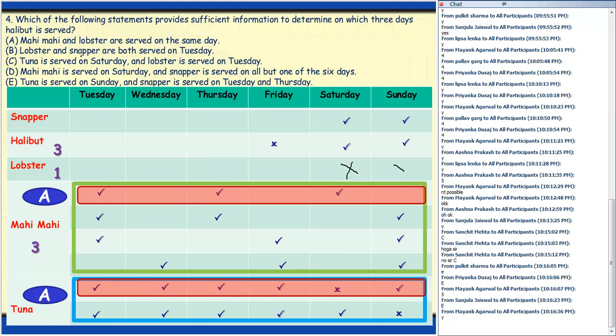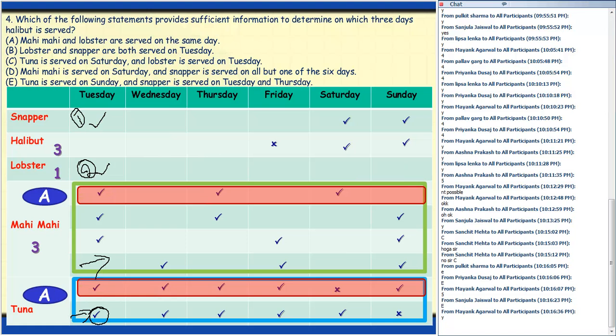Lobster and snapper are served on Tuesday. Okay, so that is one item, and two items. So I need to take this case here. Only this case, remember. Only then will this be the third item. Okay. Now what are the possibilities for the day of halibut?